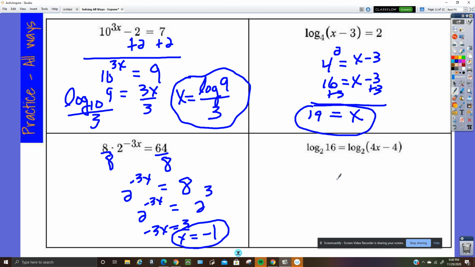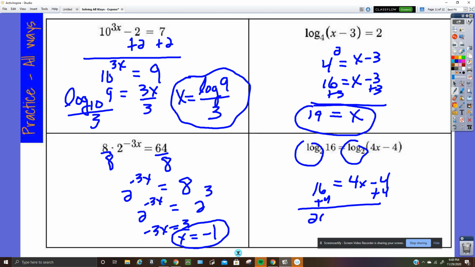And then this one here, notice that this has the same base here. So we're just going to equate other things next to the logs. So add 4, 20 equal 4x, and then divide by 4, and x is 5.